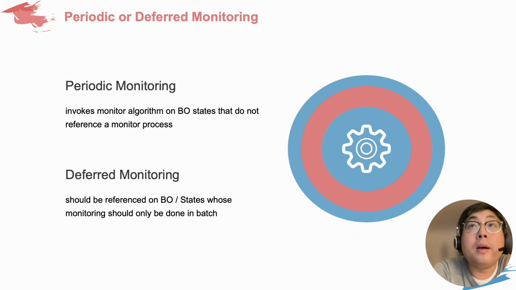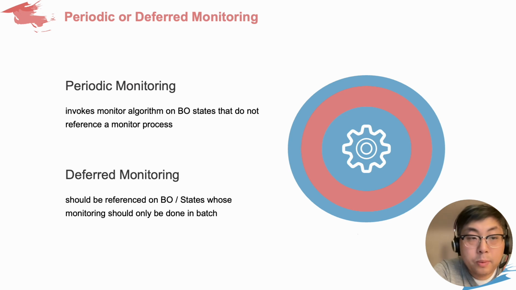And the benefit of this is that I don't have to specify which batch job I need to run. There's just one batch job. As long as I find a business object on a state where there is a monitor algorithm, that one will be triggered. It's easier for the system to schedule in your batch scheduler.